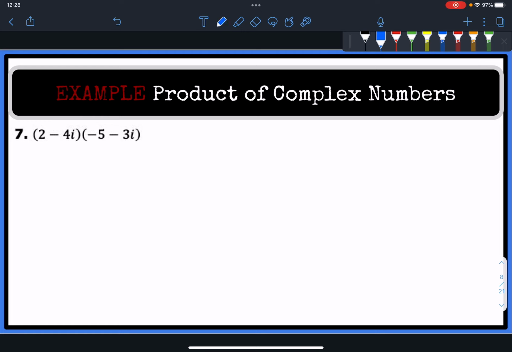And we start by first multiplying 2 into the second complex number. And that's going to give us negative 10 minus 6i. Continuing with the double distribution, we're going to now multiply negative 4 into the second complex number. So positive 20i and positive 12i to the second power. Now, again, since i to the second power is equal to negative 1, I can do this substitution here and replace this i squared with negative 1.